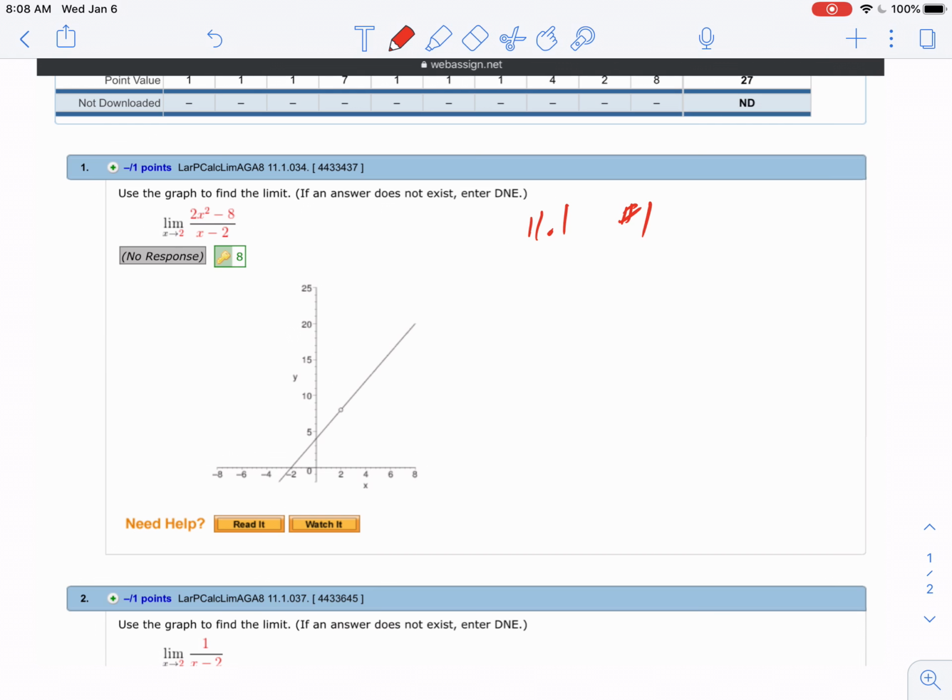Okay, so we're into chapter 11 now. So 11.1, number 1, they give you this rational function, and we always want to make sure that we're looking right there. What is the x value approaching? And in this problem, x is approaching 2.